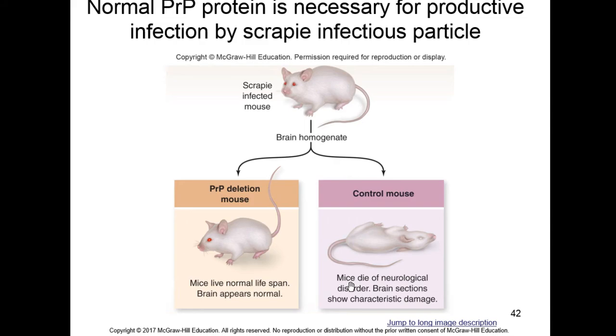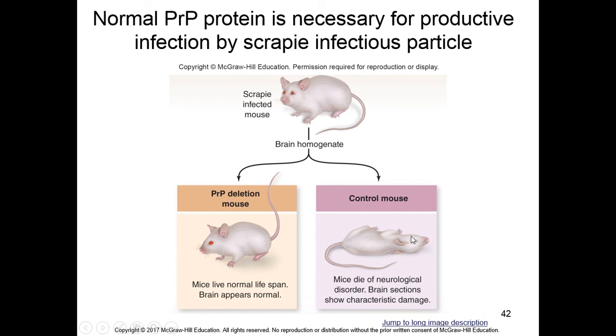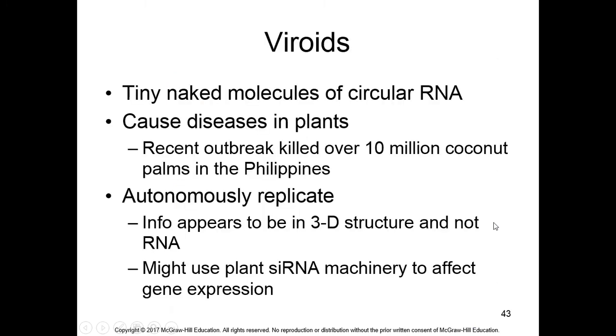In the case of mad cow disease, for example, the people who consume the brain and the meat of those infected bovines, those cattle, got infected and showed the symptoms of this particular disease.